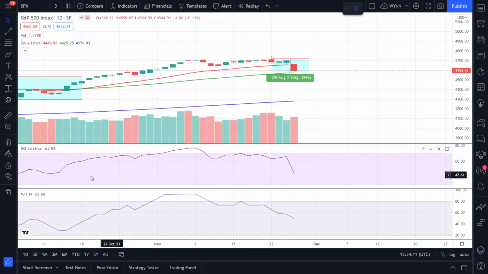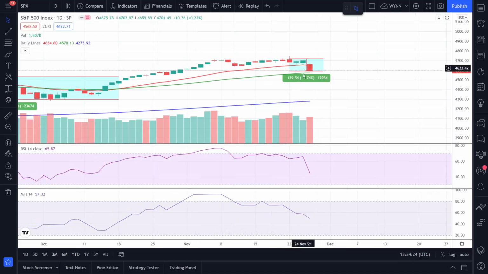Now, if we look at the RSI and the MFI, we can see that we're not overbought anymore. We're actually on our way down to being more neutral, and maybe over time, if we do break that 50-day moving average and maybe touch on that 200 one, then we might start being oversold. Now, if you want to know what the RSI and MFI are, I have the definition right here.